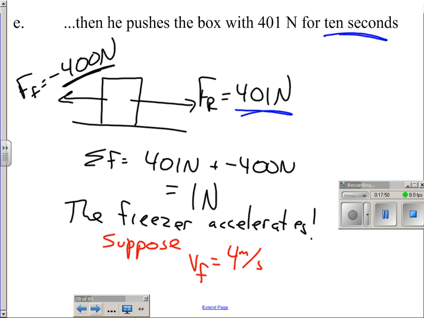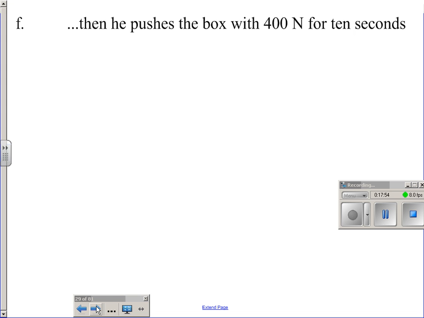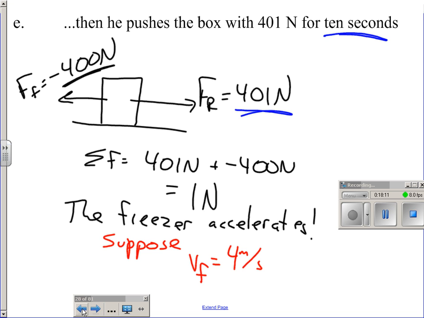So in part F, let's see what happens. It says he reduces his force to 400 newtons. So check it out. This is huge, you guys. This is the whole point of this. All right, so here's our freezer. Right now, the box is sliding to the right with a velocity of 4 meters a second, right? Because that was where we ended on the previous one.